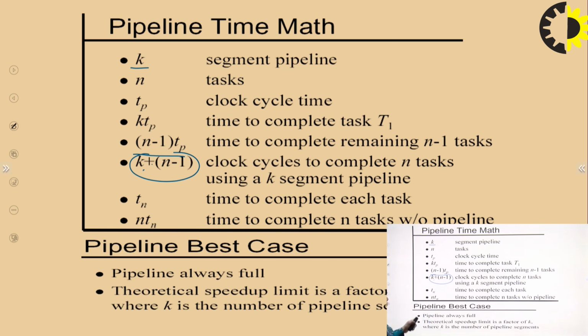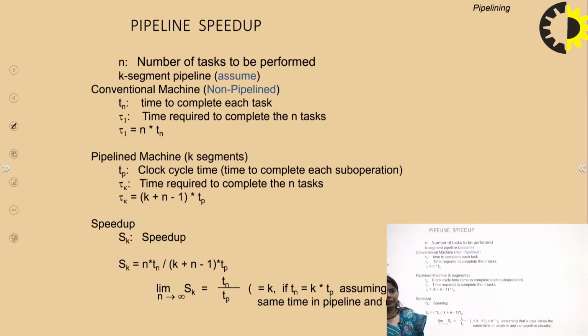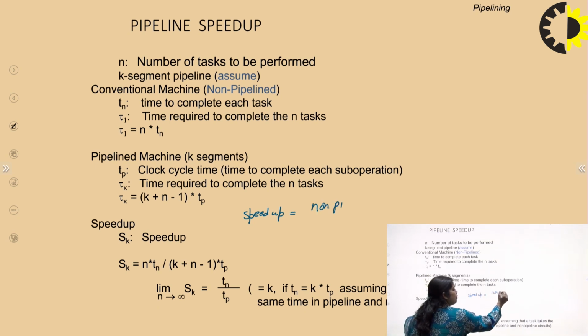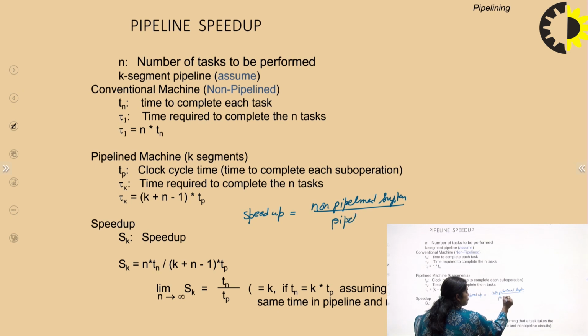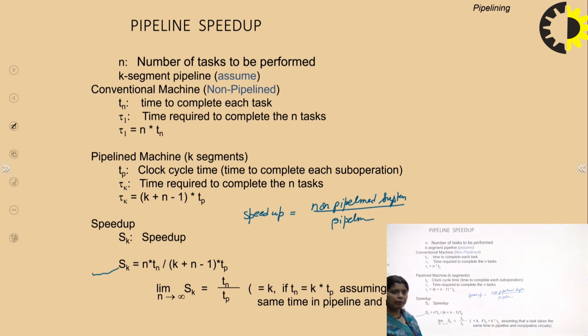And now the pipeline best cases, and T1 is to complete N tasks without pipeline. Now, these are the speed up ratio. Speed up is generally calculated with the help of the non-pipeline system and the pipeline system. So, you can see here Tn is the time to complete the tasks, and tau1 and tau2 are also there, and the speed up ratio.